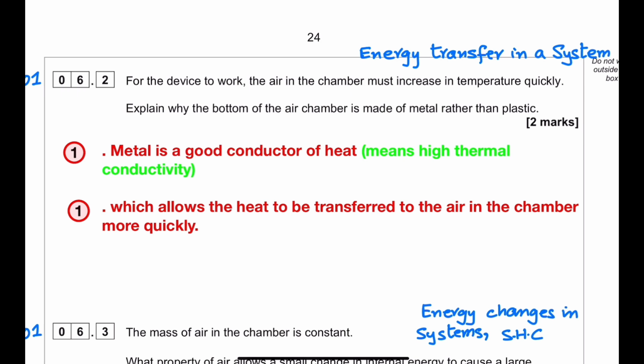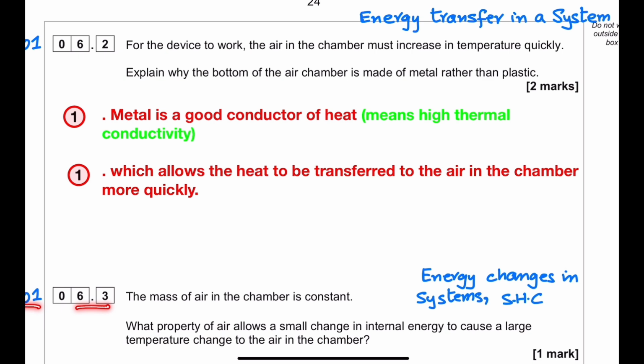As the lower chamber is made up of metal, and metal is a good conductor of heat, meaning high thermal conductivity, it allows the heat to be transferred to the air in the chamber more quickly as compared to plastic. And plastics are good insulators. They are not good conductors of heat or electricity. The marks distribution is given on the left side of the answer.